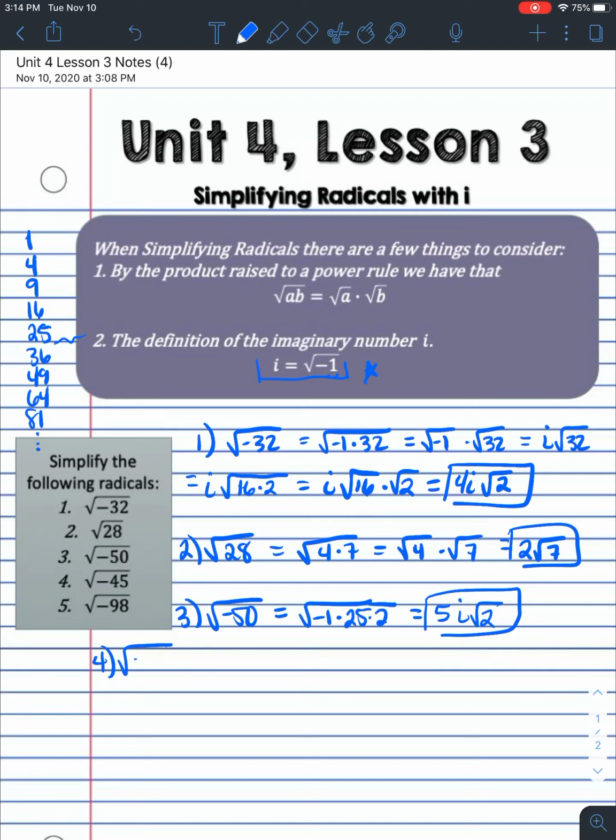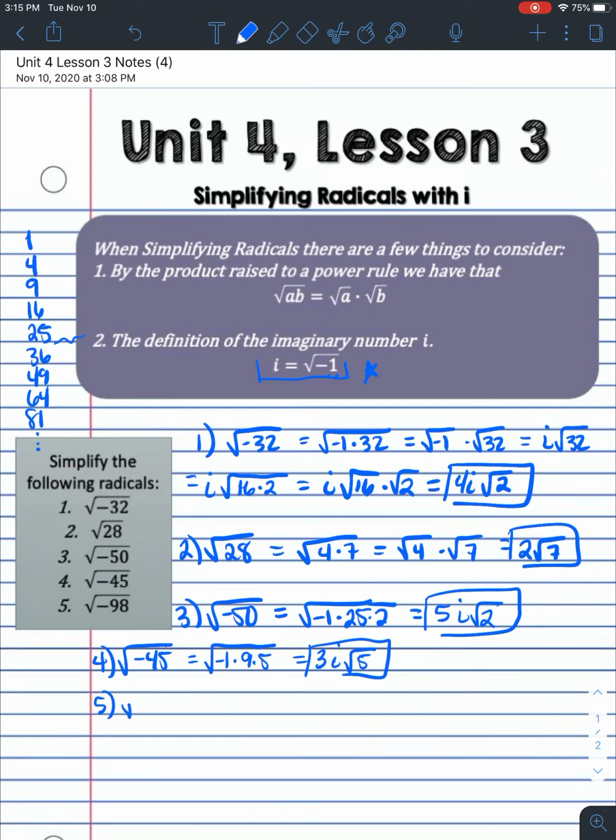Then we have number 4, negative 45. I immediately think of the negative 1 first, and then I'm thinking 9 times 5. 9 is a perfect square, and 5 is prime, so we won't be able to factor that any further. So the square root of negative 1 becomes i. The square root of 9 becomes 3. And all I'm left with is the 5 underneath my square root.